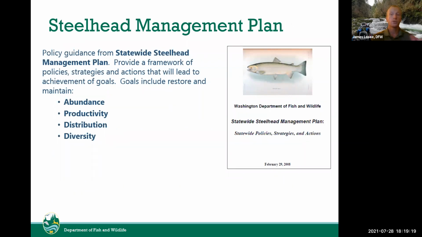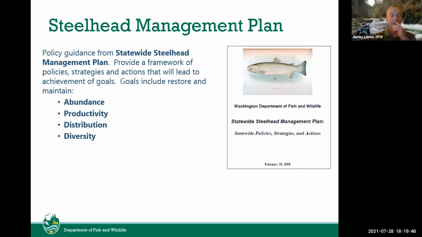So, a really important overarching theme with steelhead management on the coast and in Region 6 and across the state is that we have this guiding document called the Statewide Steelhead Management Plan. It's available on the website. It's a relatively short document. It's pretty concise, and it focuses primarily on these four parameters. These are parameters that we're targeting as fish managers. They're abundance, productivity, distribution, and diversity.